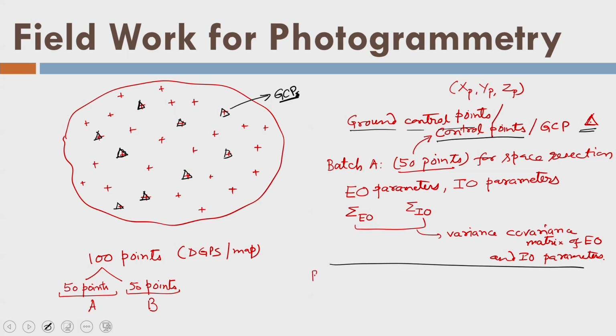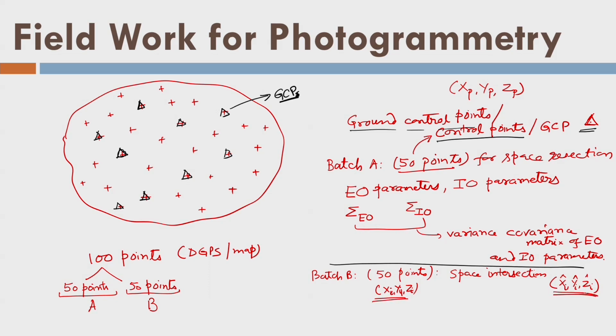What about batch B? There are remaining 50 points. I will now do the space intersection for those 50 points. I already know the XYZ from the DGPS survey or the map. Also, I am determining, let us say, x hat, y hat and z hat for i points. Now, I can find out the accuracy on these points because I have the XYZ from the field and I am calculating x hat, y hat and z hat using space intersection. In the space intersection, I have used these EO and IO parameters.